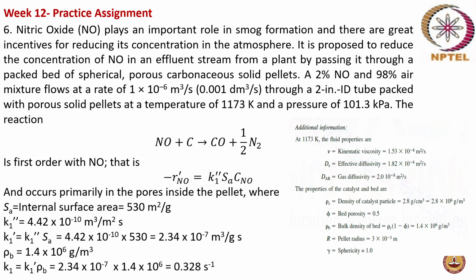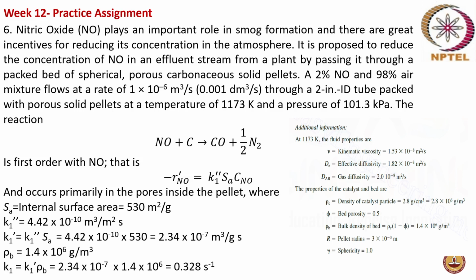A 2% nitric oxide and 98% air mixture flows at the rate of 1 × 10^-6 meter cube per second. That is nothing but 0.001 decimeter cube per second through a 2-inch internal diameter tube packed with porous solid pellets at a temperature of 1173 Kelvin and a pressure of 101.3 kilopascal. The reaction is given by NO + C gives CO + ½ N2. It is a first order reaction with respect to NO.